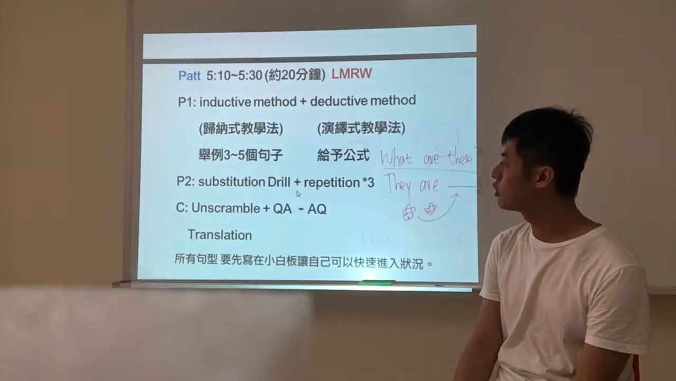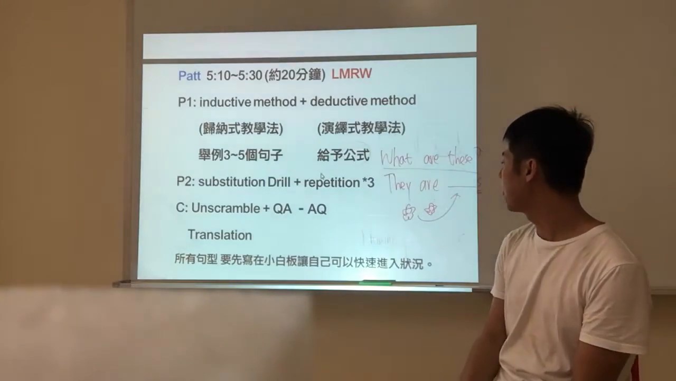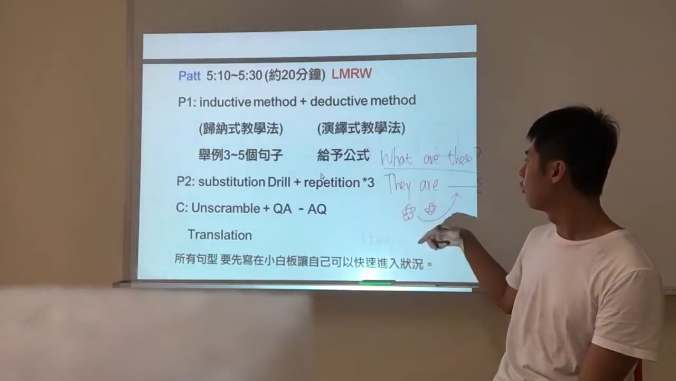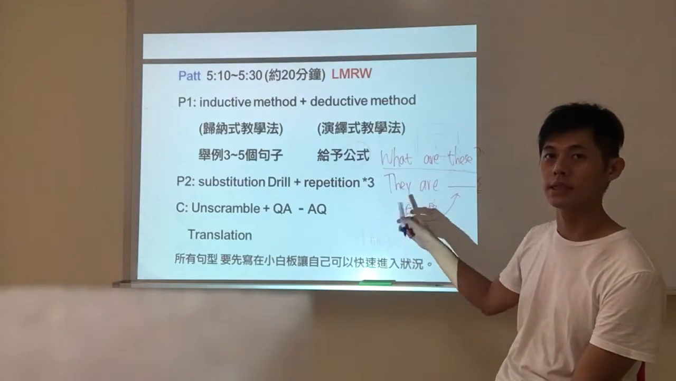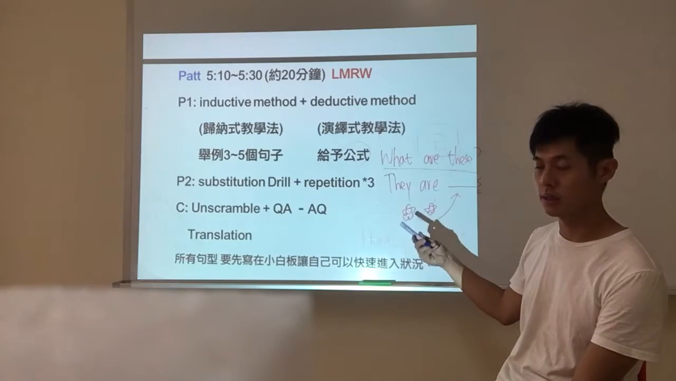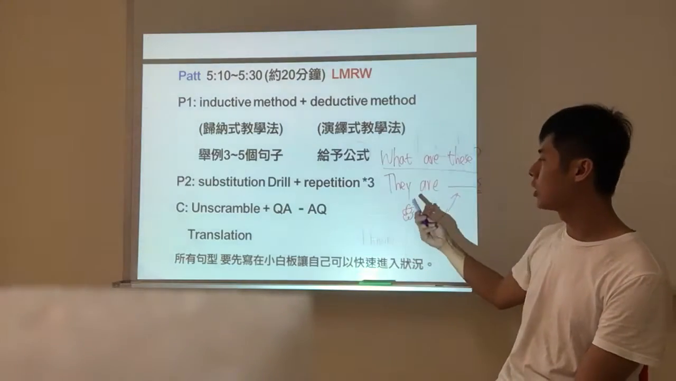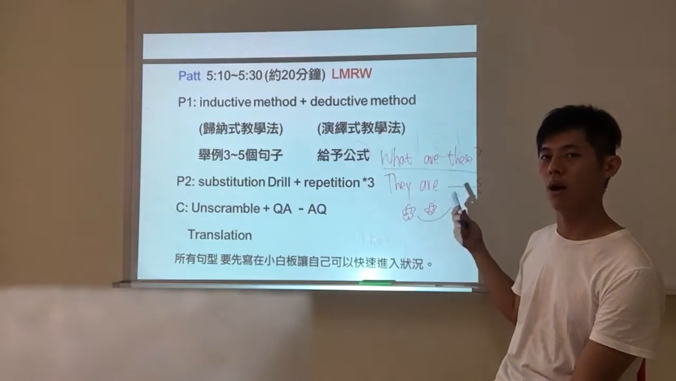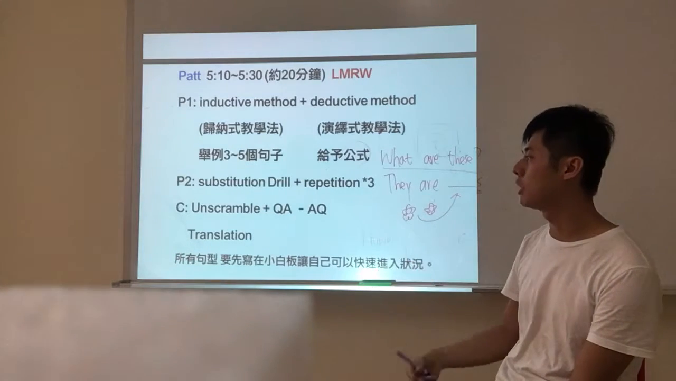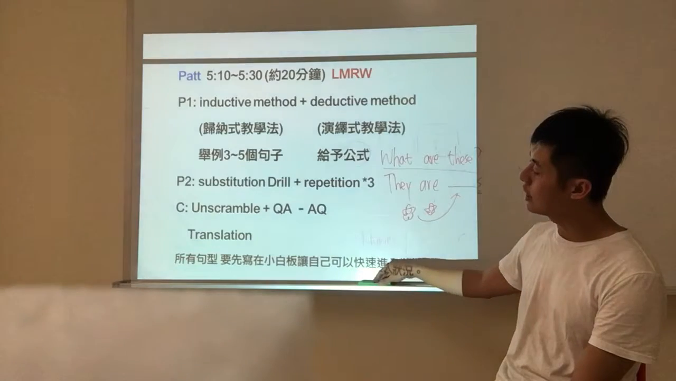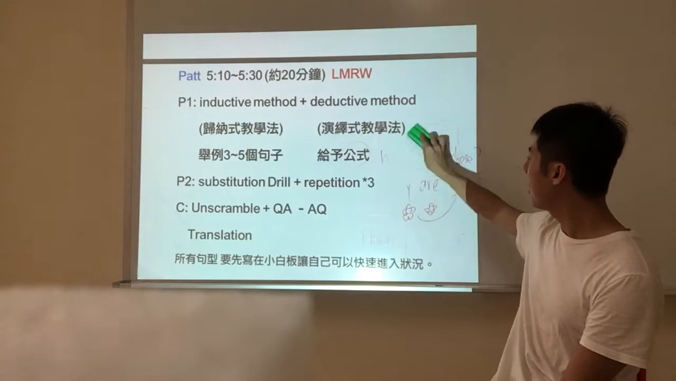Okay, number 2, substitution drill is the practice way. We can put different kinds of flashcards. For example, we can switch. The first flashcard is flowers. The second flashcard is trees. So we say, what are those? They are flowers. What are those? They are trees. Got it? To do more repetition on it. Okay, and next one, unscramble will be the patterns.